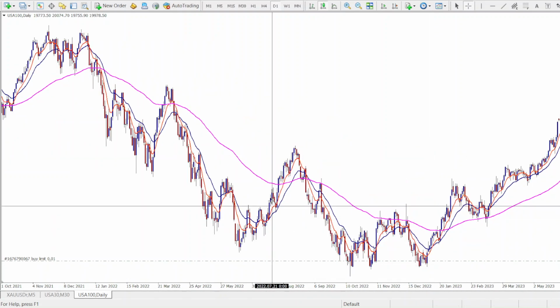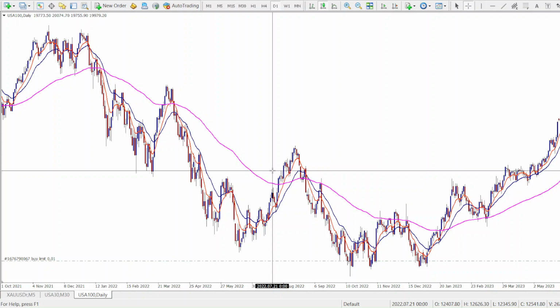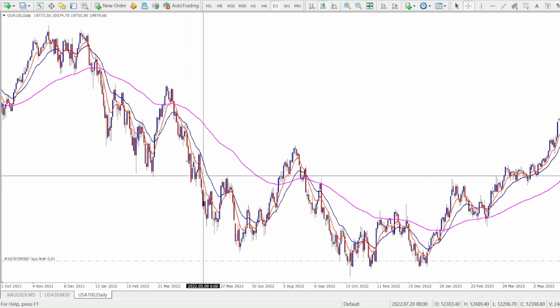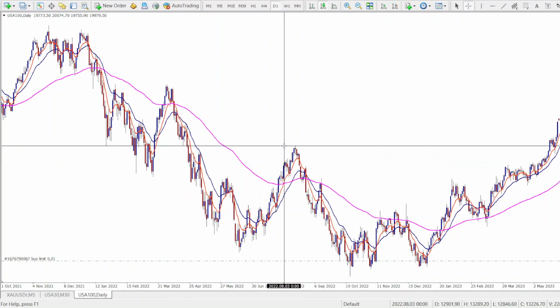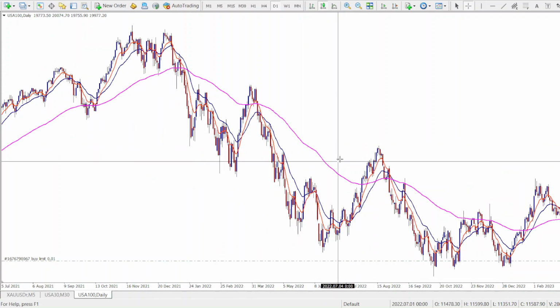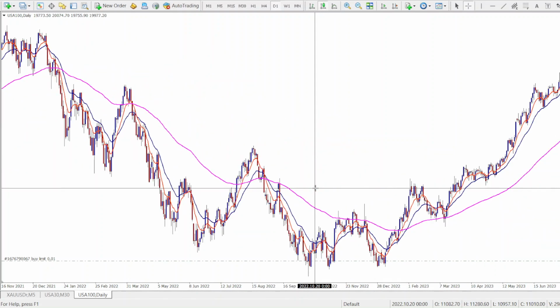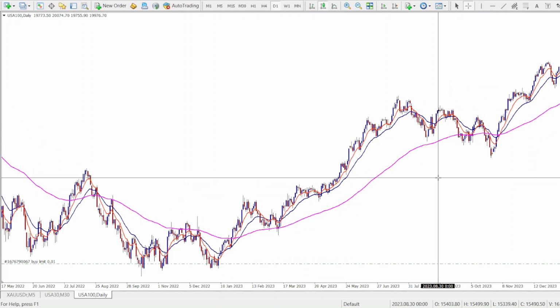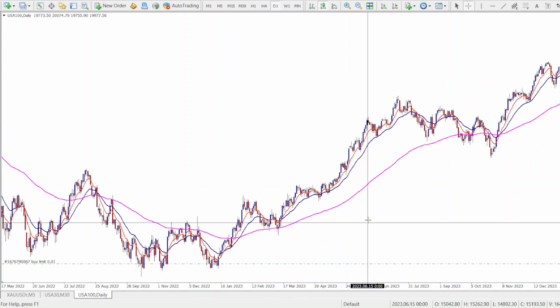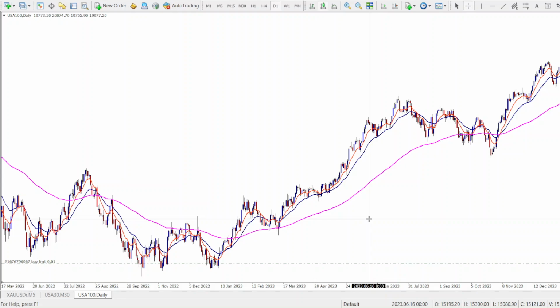Now, how do you use the EMA to predict market shifts? The EMA can help you gauge the strength of a trend. And how do you do that? Usually, steep angles of the EMA indicate a strong trend.